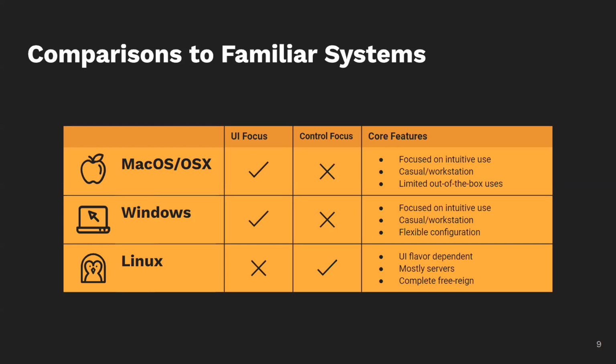Mac OS is going to have a lot of safety cushioning and pillows, so you can't really get too confused or break the system in any way. And we're going to move on to Windows, which is pretty much the same story, but it's a little bit more of a middle ground between Mac OS and Linux. It's also very focused on UI and focused on being intuitive, but it gives the user a little bit more flexibility when it comes to configuration and overall use.